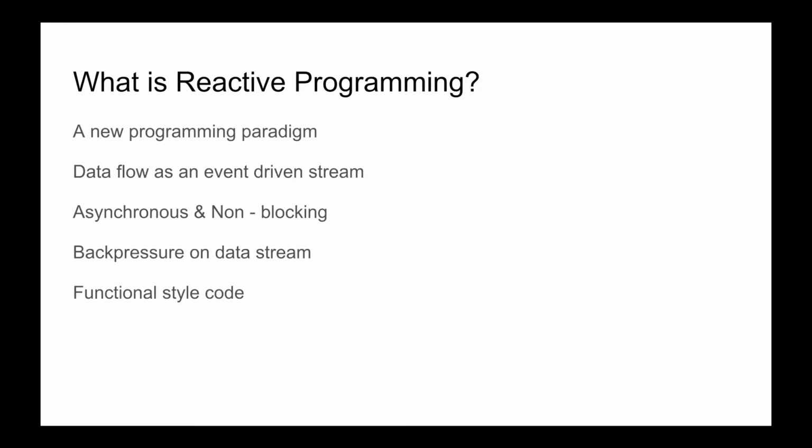Basically, reactive programming is a new programming paradigm where data flow as an event-driven stream. Reactive programming is fundamentally asynchronous and non-blocking. Reactive programming also provides back pressure on data streams. That means you can put a back pressure or limit on the incoming data flow. Reactive programming provides functional style APIs similar to Java 8 stream APIs.